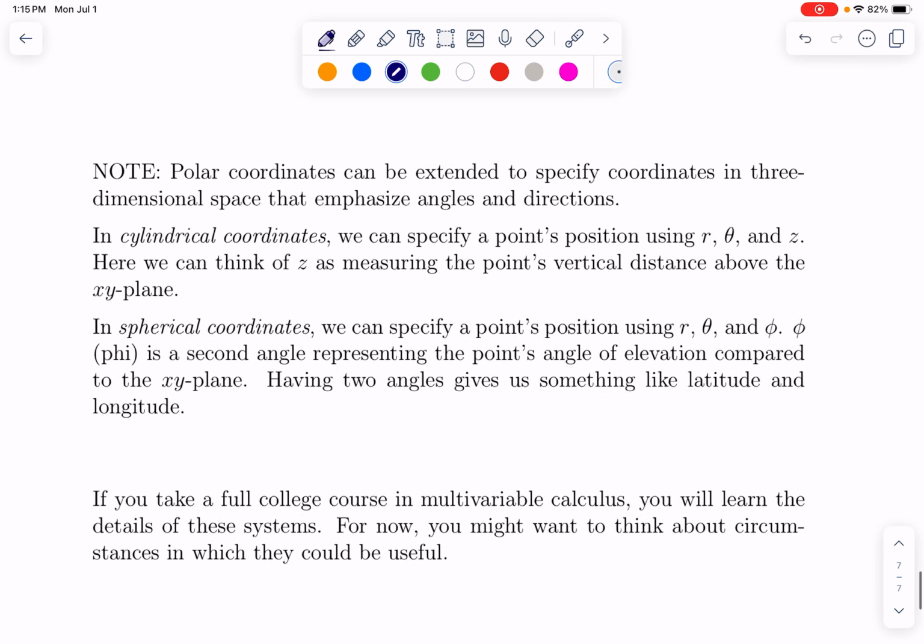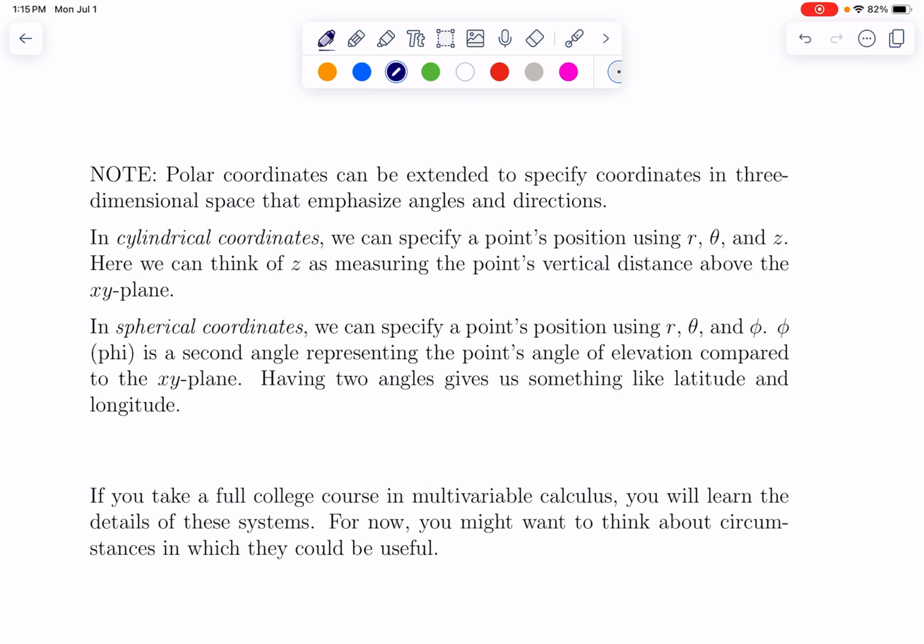And just a couple of notes here. We're just dealing with pictures in 2 dimensions, or X and Y. Once you wrap your head around polar coordinates, you can extend it into 3 dimensions. Cylindrical coordinates are when we have polar coordinates and then we add Z to measure height. Basically, we can imagine going straight up above the X-axis.